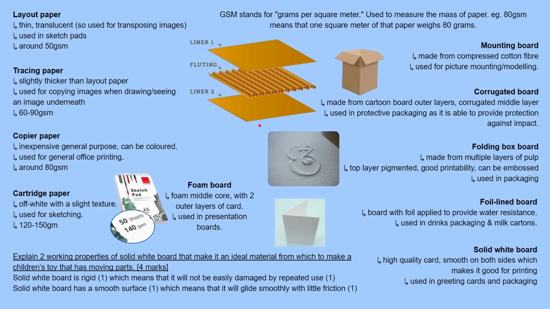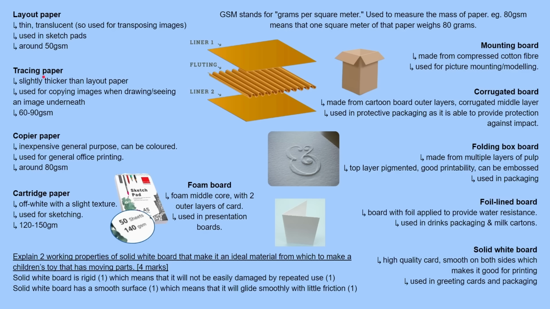Now on to papers and boards. We have 4 types of paper and 6 different boards. So layout paper, starting from the thinnest, is thin, translucent, so it's used for transposing images, used in architectural drawings. It's used in sketchpads, and it's around 50 grams per square meter, GSM. GSM stands for grams per square meter. It is used to measure the mass of paper. So for example, 80 GSM means that 1 square meter of that paper weighs 80 grams.